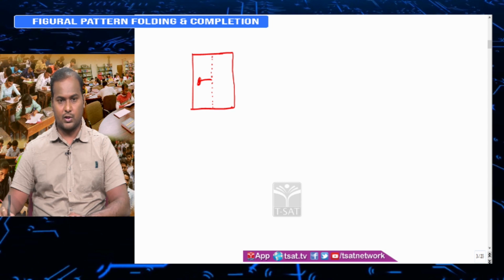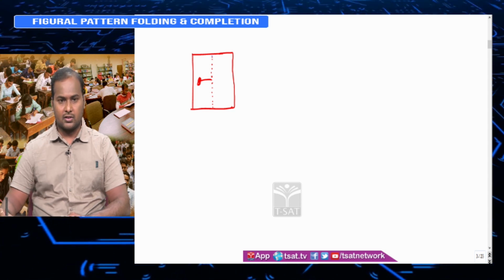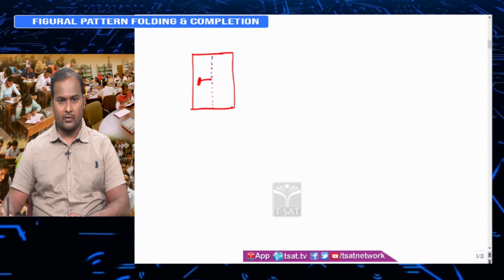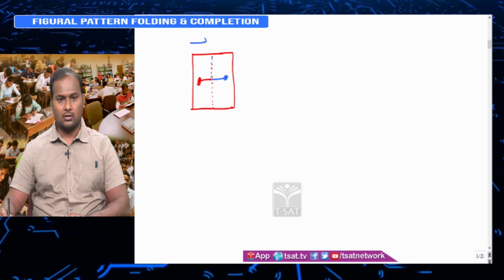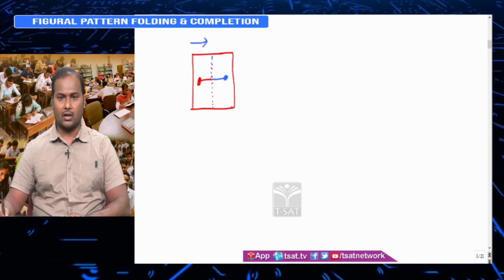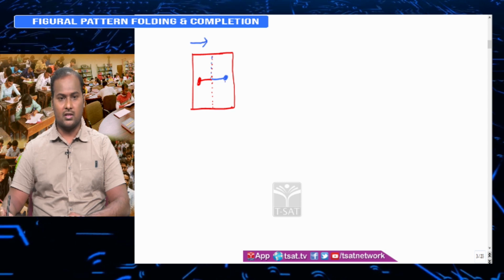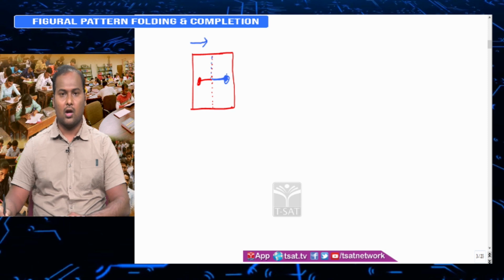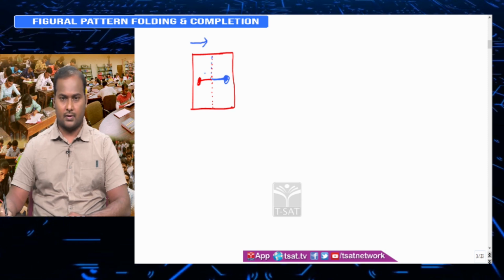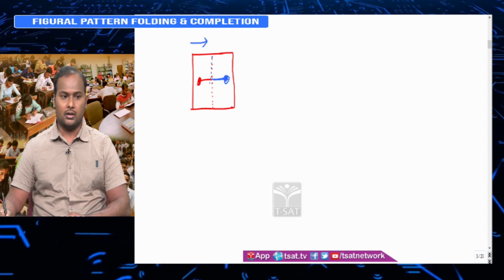For example, if you see this one, if I fold this particular figure exactly from this drawn line, this dotted line, it will appear exactly like this, because I am folding from the left side to the right side. The moment I fold it from left to right, this is the image that appears on the other side. How to solve this kind of questions very fast, or how to observe these questions very neatly?